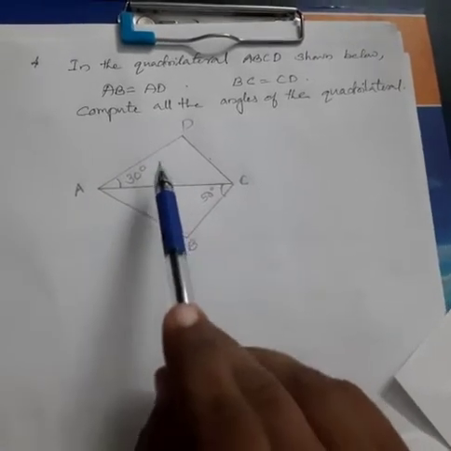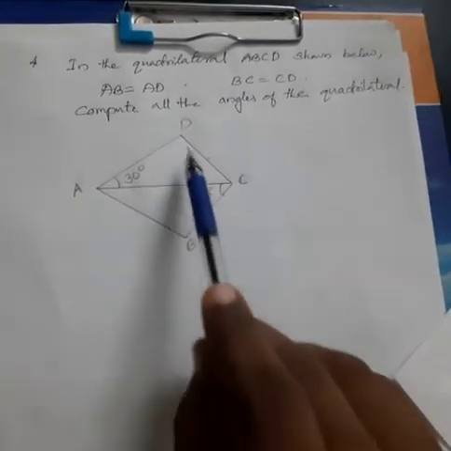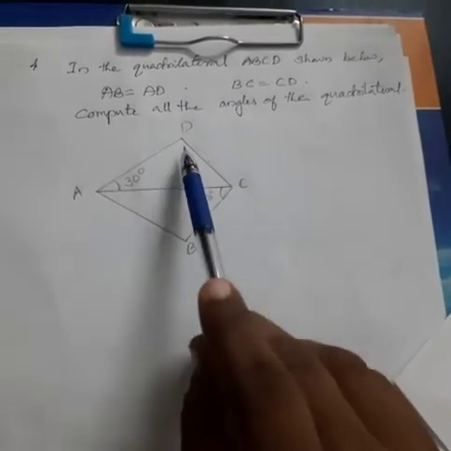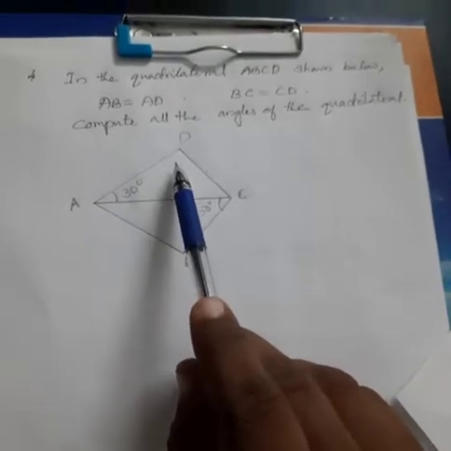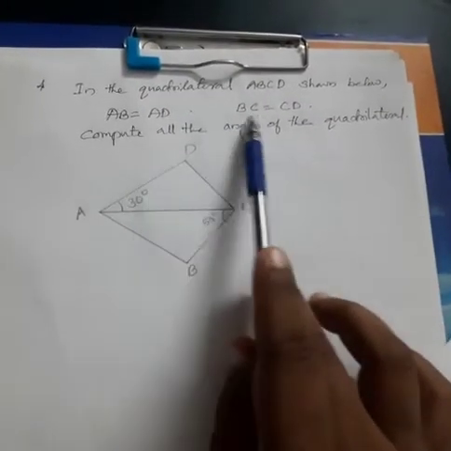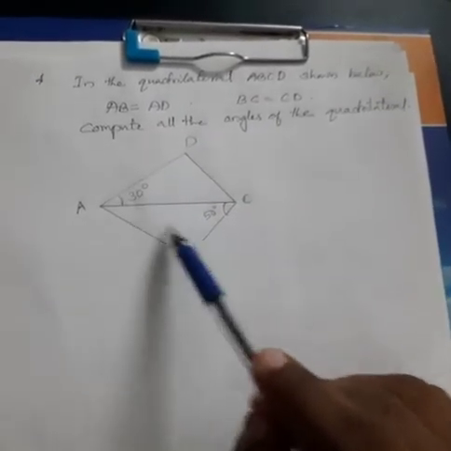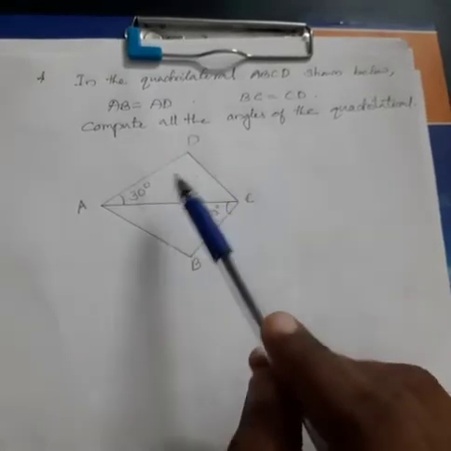And we have to find out the 4 angles of the quadrilateral. We have only been given the sides, 2 sides are equal, and 2 angles are given. Using this, you have to find out all the angles of the quadrilateral.